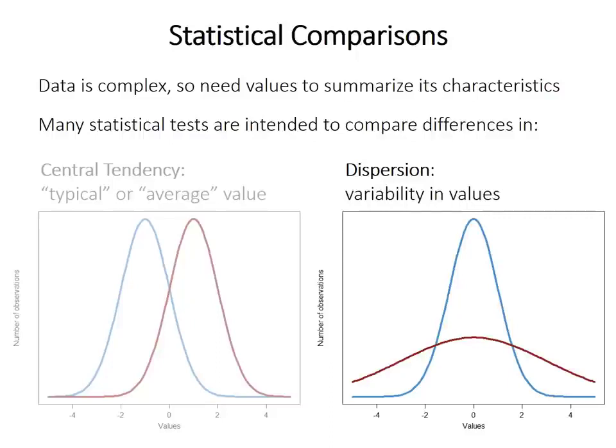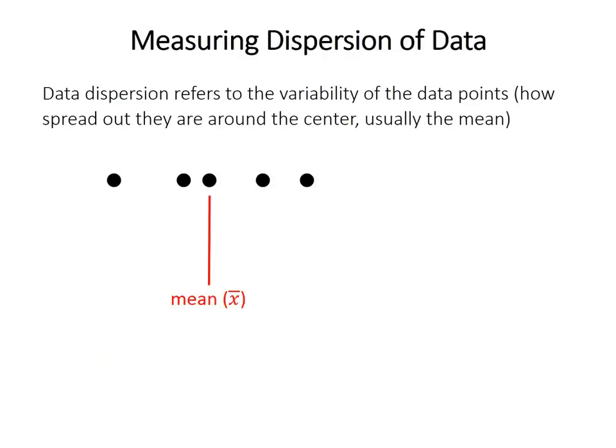But for now, we'll just talk about the measures themselves. So dispersion is just a technical term for variability, which describes how spread out the data points are around the center of the data, with the center usually being measured by the mean. So the simplest way to measure dispersion is just to calculate the distance from each point to the mean.